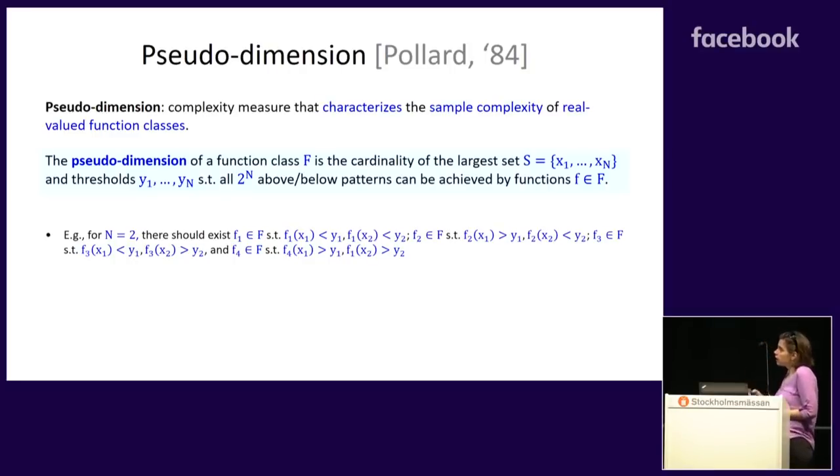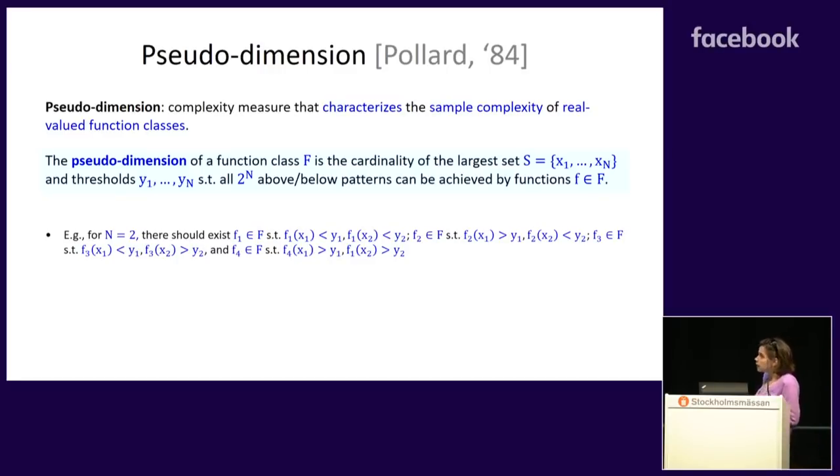More specifically, the pseudo-dimension of a class of functions F is just the cardinality of the largest set S of points x1, x2, ..., xn, along with thresholds y1, y2, ..., yn, such that all 2^n above and below patterns can be achieved by functions in F.